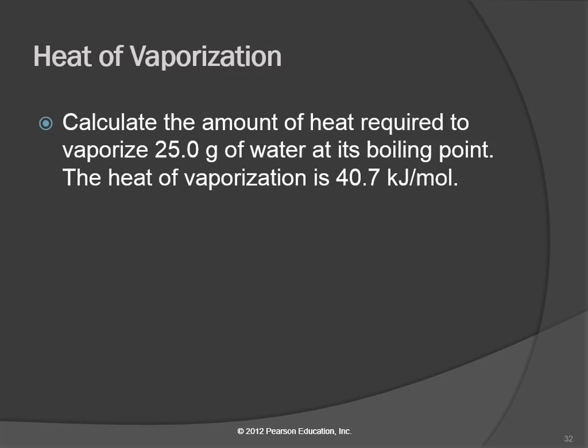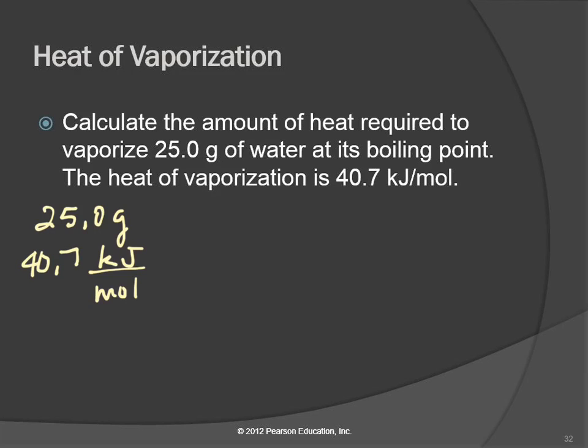So let's do an example. Calculate the amount of heat required to vaporize 25 grams of water at its boiling point. The heat of vaporization is 40.7 kilojoules per mole. So there's 2 numbers in this problem. We've got 25 grams, and we've got 40.7 kilojoules per mole. Which one of those looks like a conversion factor? The kilojoules per mole, right? This could be used to convert between kilojoules and moles.